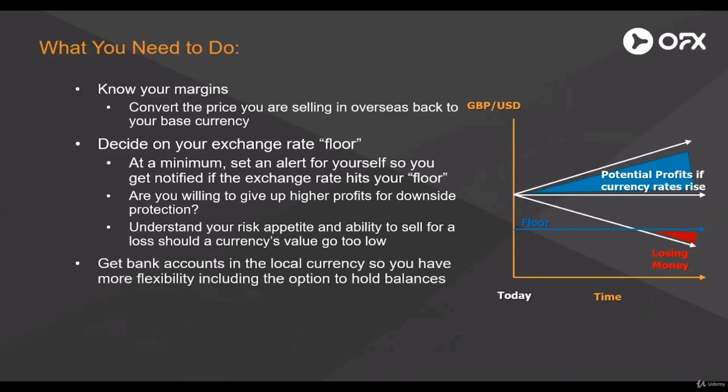And then as we talked about earlier, you need flexibility. So getting bank accounts in local currencies, so you have the option to hold balances. Amazon, they're going to convert your money every 2 weeks, like clockwork, send it back to you. I mean, if Thursday the rate dives 5%, Friday they convert it and they send you your money. Much better to say, look, I've got a pound account over here, I've got a euro account, pay me there. And if it takes a dive on Thursday, hold that balance.